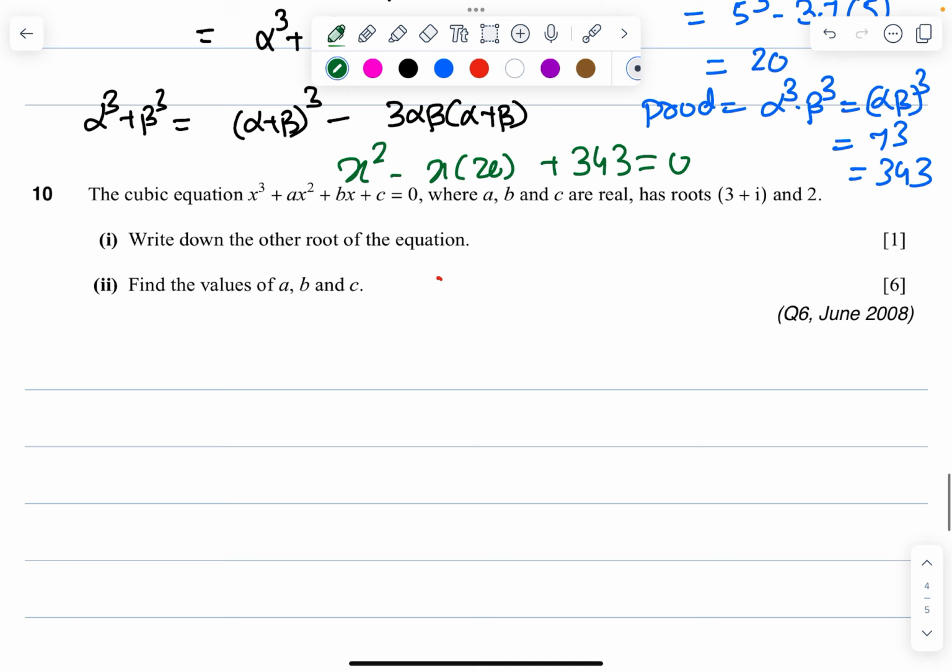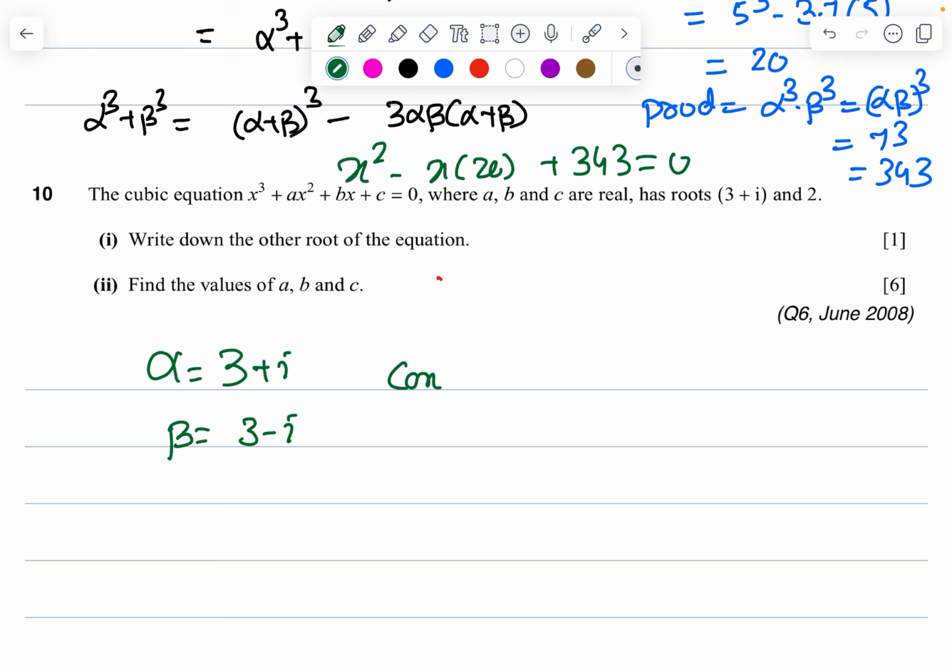And coming to the last question for today, question number 10, the cubic equation: 3 plus i is a root. If 3 plus i is a root, it will have a conjugate. 3 minus i will be another root. Complex numbers, remember, two roots will be conjugate to each other. So another root is 3 minus i, and gamma is 2. Find the values of A, B and C.